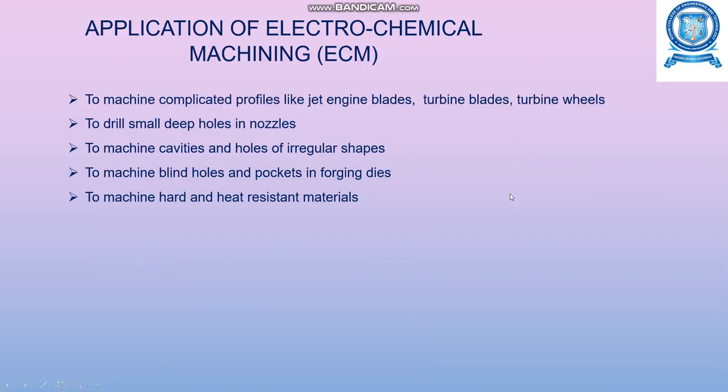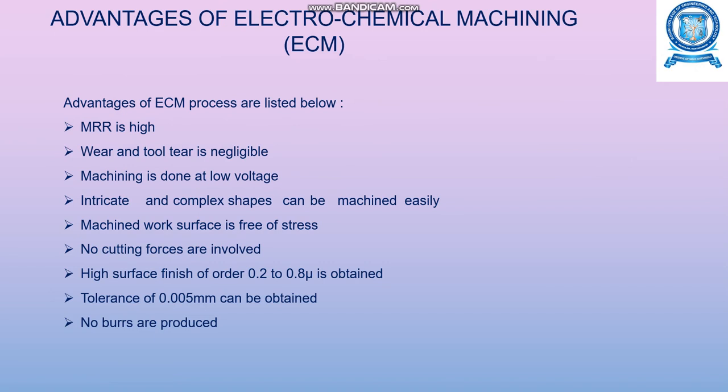So, coming to the applications of the electrochemical machining process, this is used to machine complicated profiles like jet engine blades, turbine blades, and turbine wheels, and used to drill small deep holes in nozzles also. It is used to machine cavities and holes of irregular shapes, and blind holes and pockets in forging dies. And hard and heat resistant materials also can be machined. So this also has the following advantages.